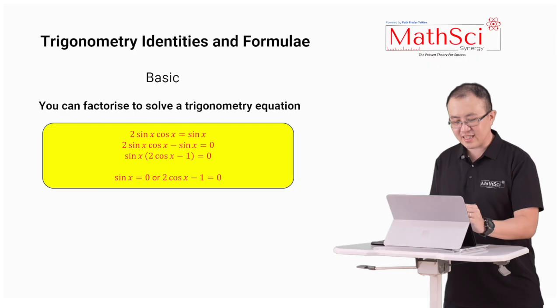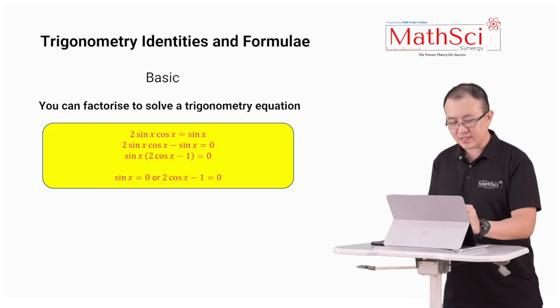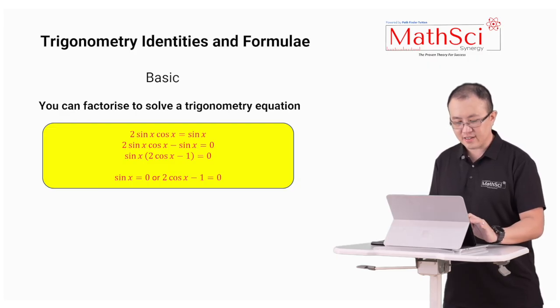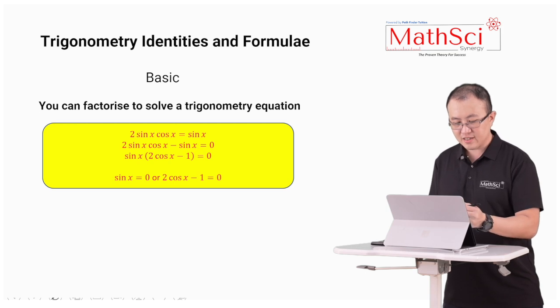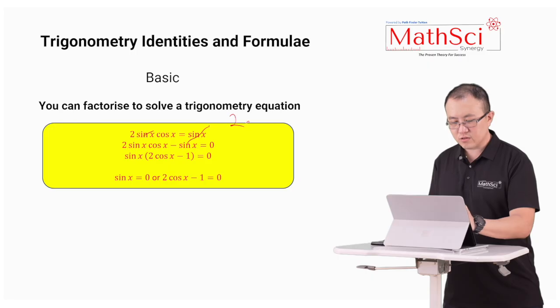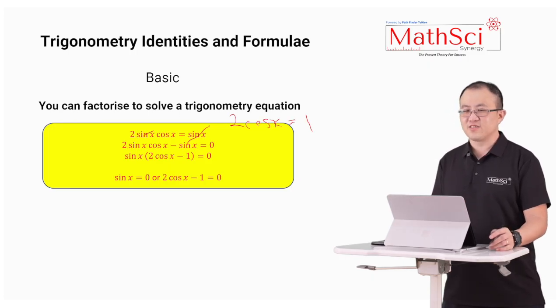Or even some of you might be thinking of it this way: maybe can I just cancel away the term? I have a sine x on the right side, and I can cancel it with the left side. Possibly I can do that, so then I will just be left with 2 cos x equals 1. No, that is wrong. Remember, cancellation, especially for equation solving, will end up removing some answers. So don't do that.